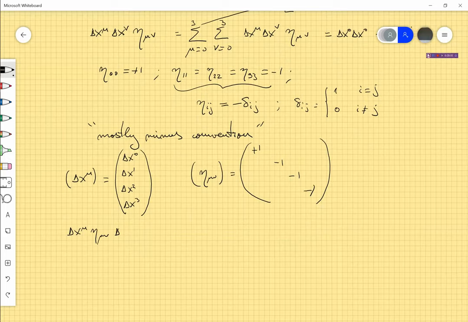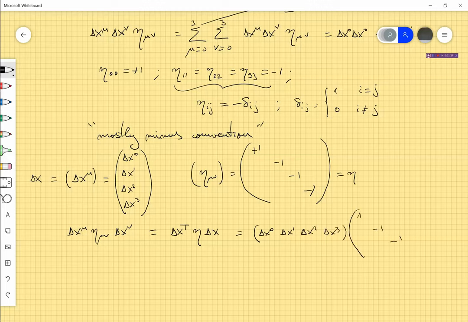Again, this is the same as, let me call this just delta x. I would use some boldface if I could, but let me not do it. This would be delta x transposed eta x. I call this just eta, the matrix eta, and the column vector delta x. So this is the transpose, a row vector, delta x0, delta x1, delta x2, delta x3. Then you have 1, minus 1, minus 1, minus 1, and the column vector delta x0, delta x1, delta x2, delta x3. And of course, you get exactly the same value.